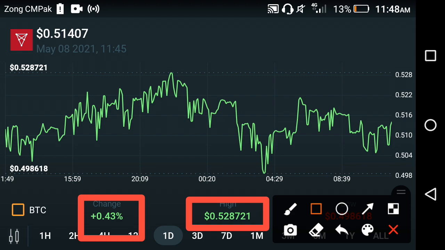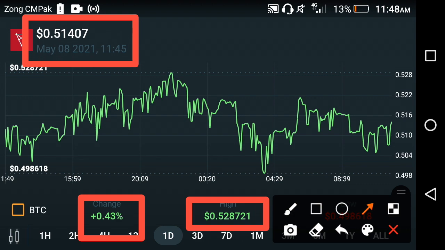Same like that, if we talk about the current live price of the Chiliz in the market, at this time the price is about 0.51407 USD. Here is 0.51 and here is 0.52, so approximately a 0.1 USD change occurred in the Chiliz in the last 1 day, friends.